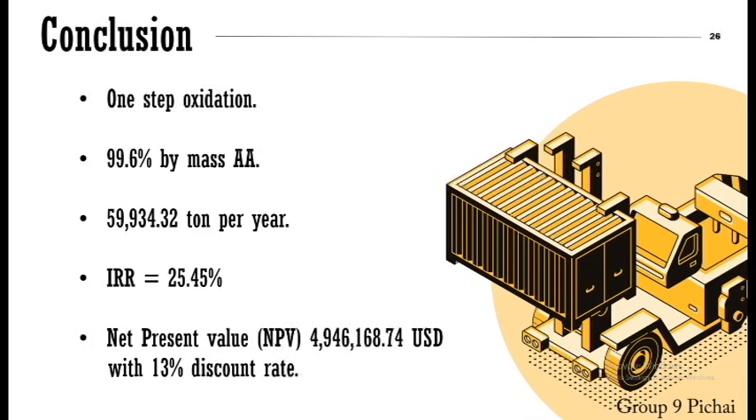In conclusion, the reaction is assumed to be the one-step oxidation from propylene to acrylic acid in one reactor. The 99.6% purity acrylic acid production rate is 59,924 tons per year. Net present value is $4.9 million.